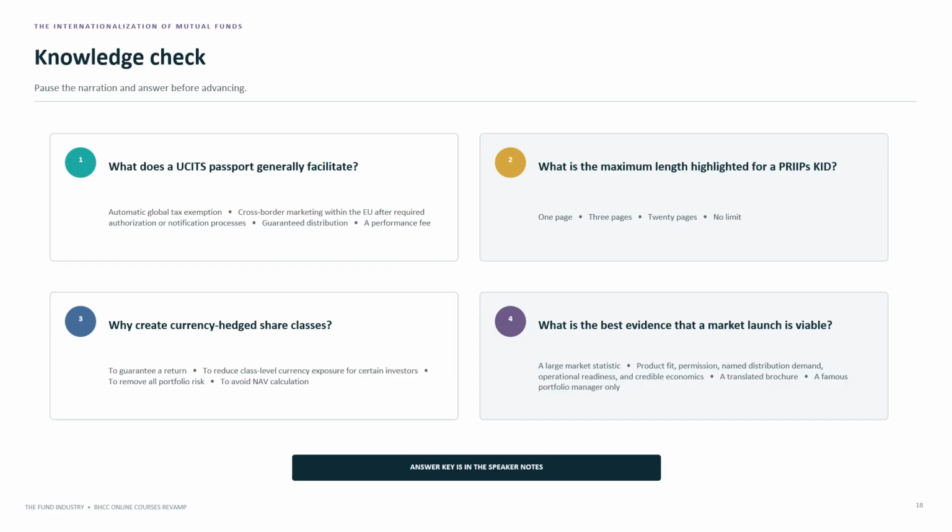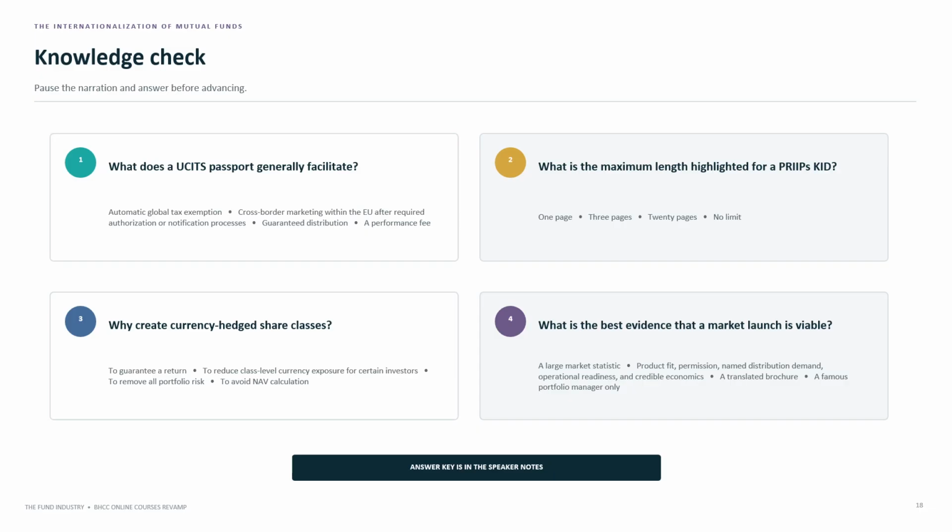Question 4, what is the best evidence that a market launch is viable? Is it a large market statistic, product fit plus permission, plus named distribution demand, plus operational readiness and credible economics, a translated brochure, or a famous portfolio manager alone? Pause now and write 1 sentence explaining each answer.